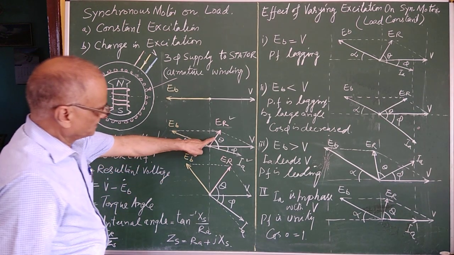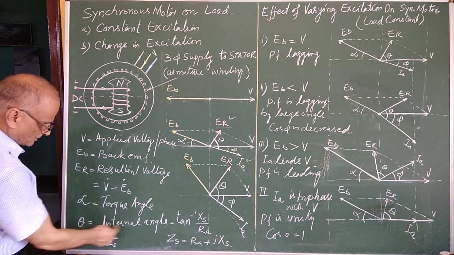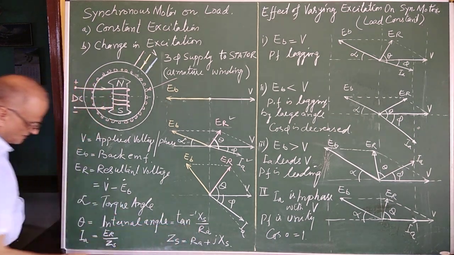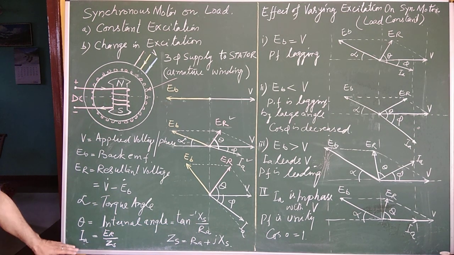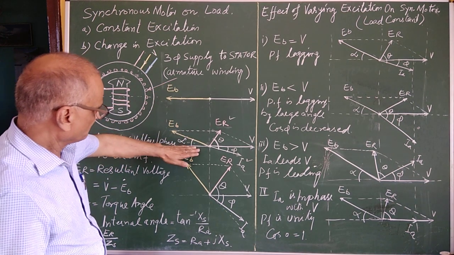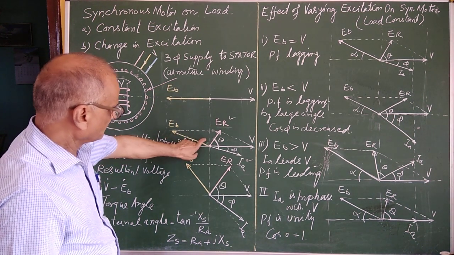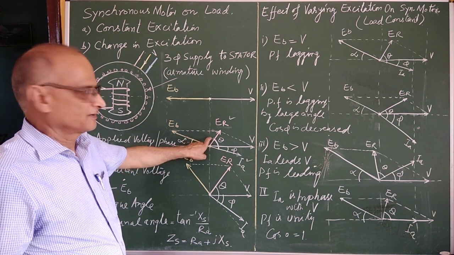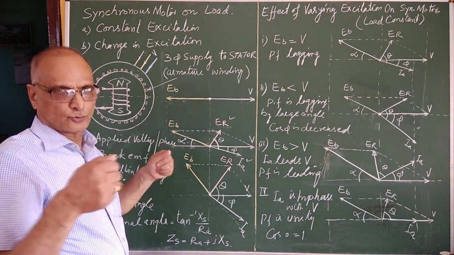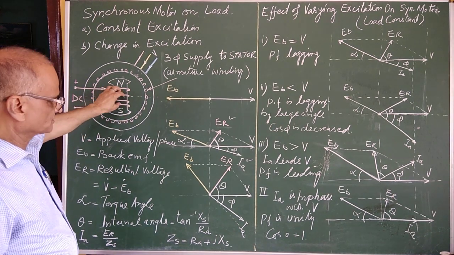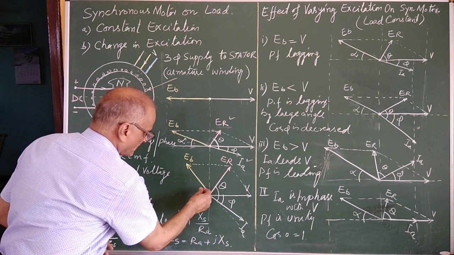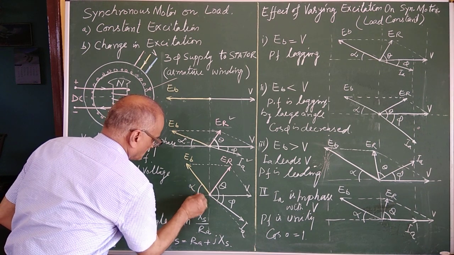So this theta is called internal angle. Its value is tan inverse XS by R, and IA is equal to ER per ZS. So this is the diagram at without load. Now what will happen when we load the motor? When we load the motor, its rotor falls back by a large angle alpha.